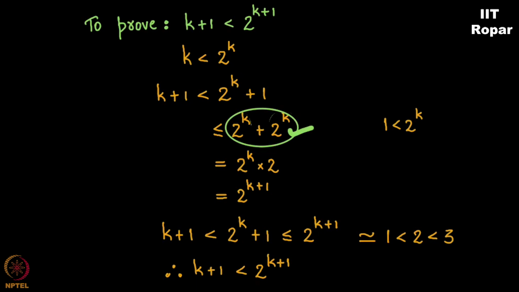Observe carefully, pause at various steps, and go through the proof again. So hence, k plus 1 is less than 2 power k plus 1 when we assume that k is less than 2 power k. Only if we assume this can we say that k plus 1 is less than 2 power k plus 1. And hence the proof.